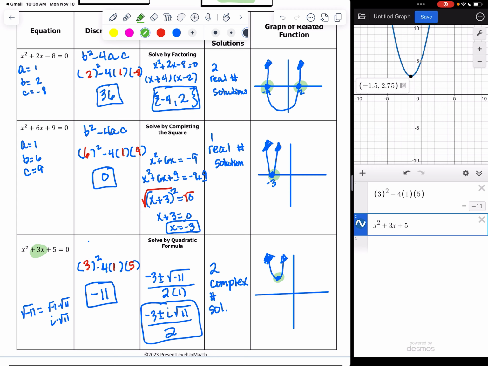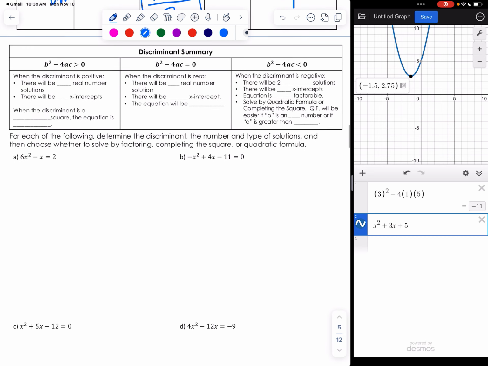Okay? Now, on the next page, we're going to look at how to use the discriminant to not only determine the number and type of solutions, but to give us a hint into which solving method we should use. Now, before we start, I just want to reiterate that the quadratic formula can be used to solve any quadratic equation, but it's not always the easiest method. That's what we're going to look at today. How do you make your work a little bit easier?